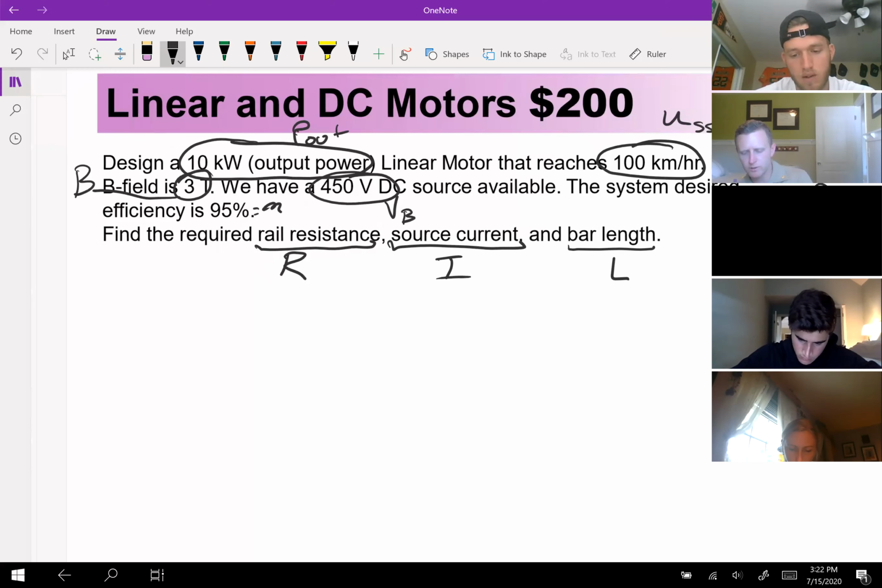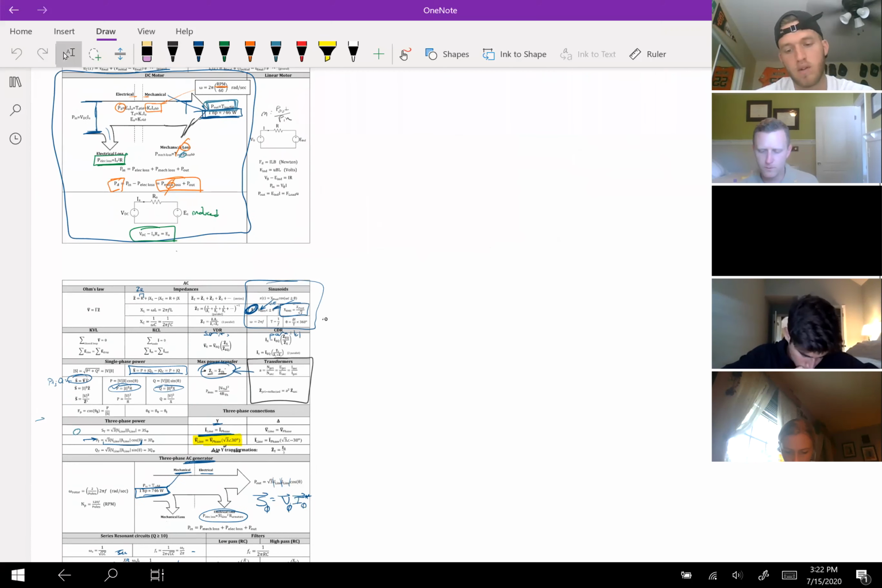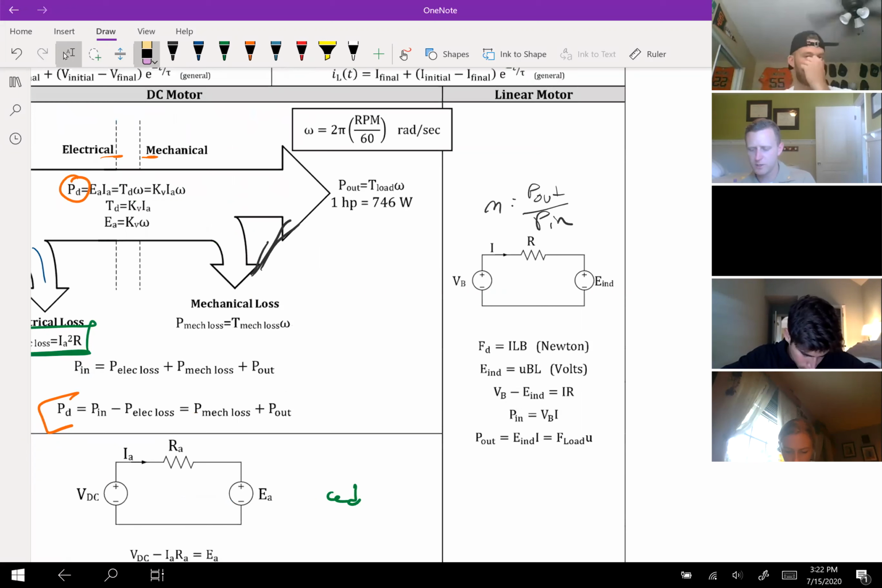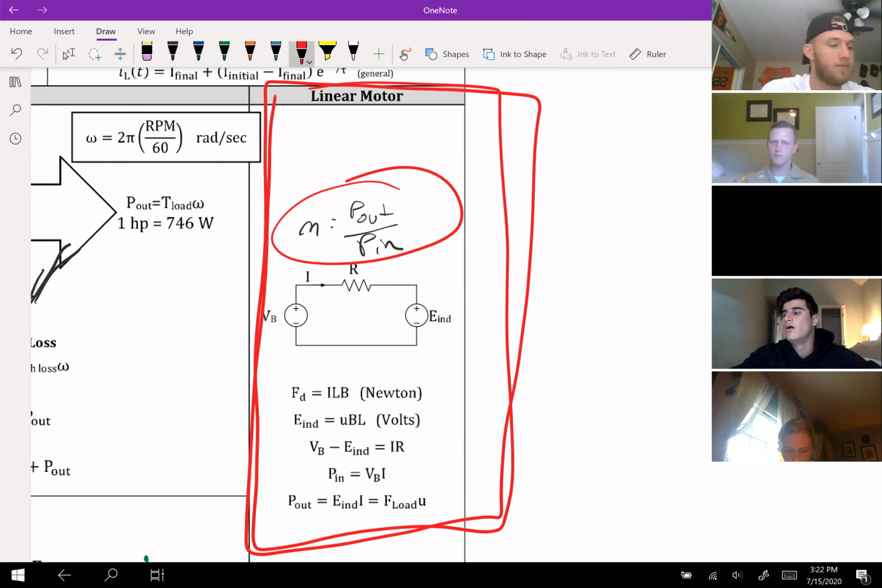So if we look at the equation sheet, like even with the transformers or the other DC motors, if I come over to my equation sheet on the DC side, here's my linear motor, and everything that I need is in this box. The only one that isn't is that efficiency formula, but I have it written down. So the terms that I know: B, I know my power out, I can easily get my power in with my efficiency, and I know my voltage. What else? I know my U.